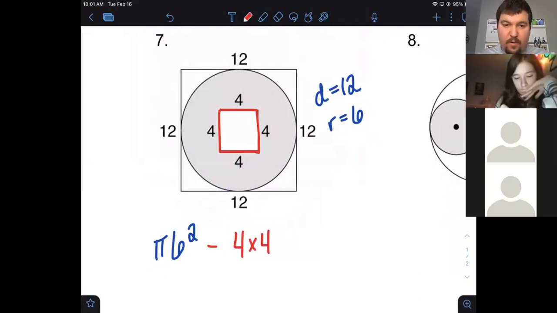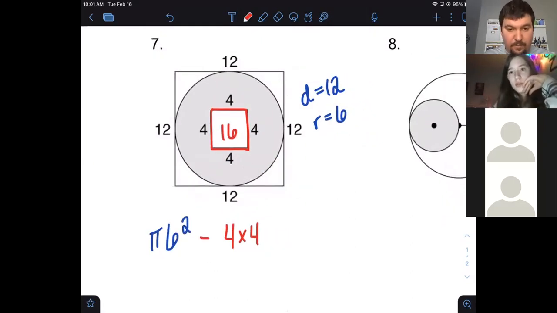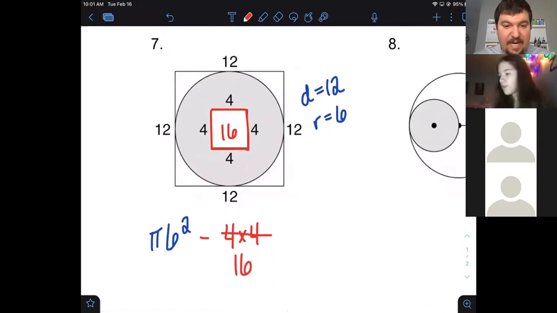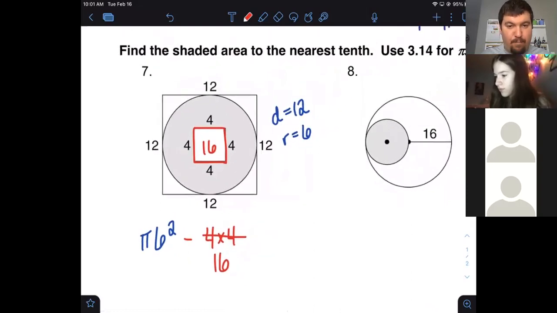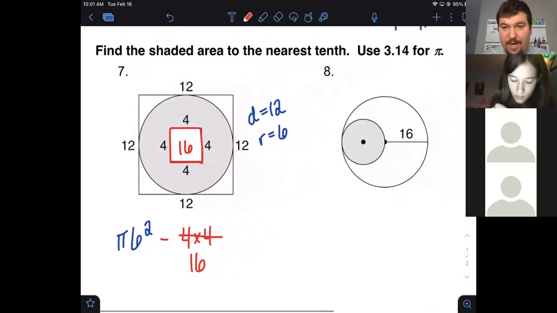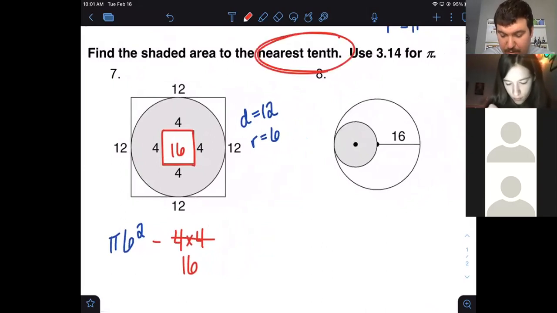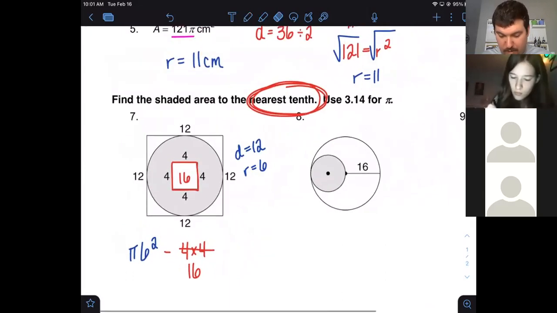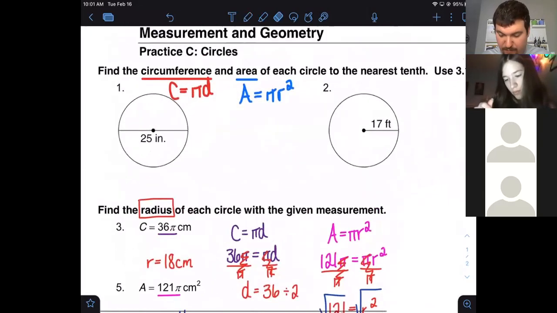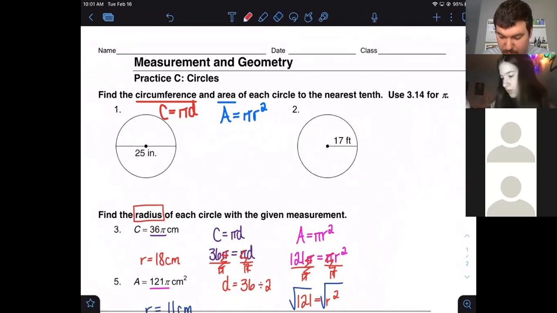Who can tell me what 4 times 4 is? 16, good. So the area of that little square is 16. So I'm going to let you guys finish this one. Find pi r squared and then subtract away 16 from it. And you'll have your area of this shaded in portion of a circle. When you get your answer, it does want you to round to the nearest 10th. So 1 decimal place instead of 2. I think they ask you to do the same thing up here for numbers 1 and 2. Yeah, they say nearest 10th.